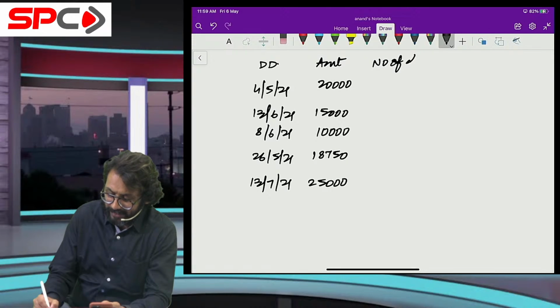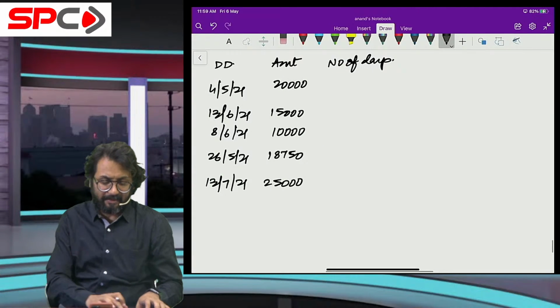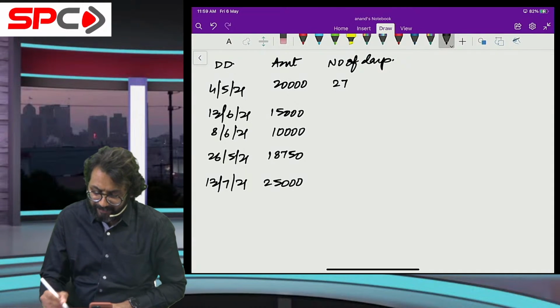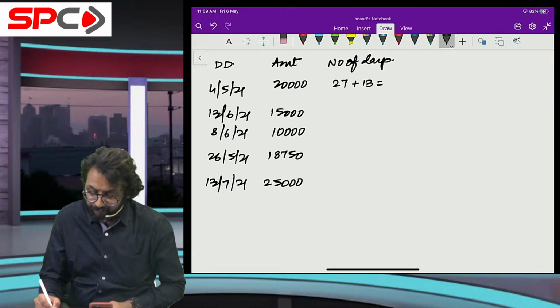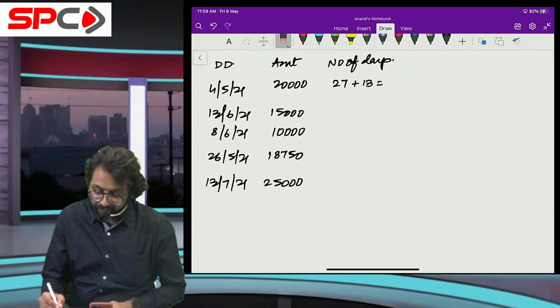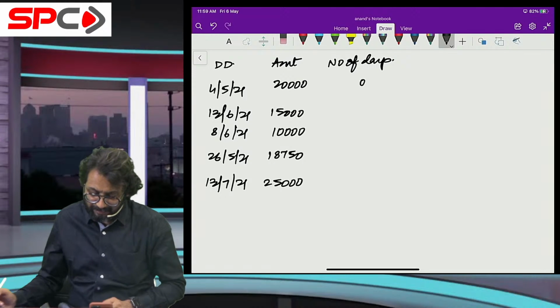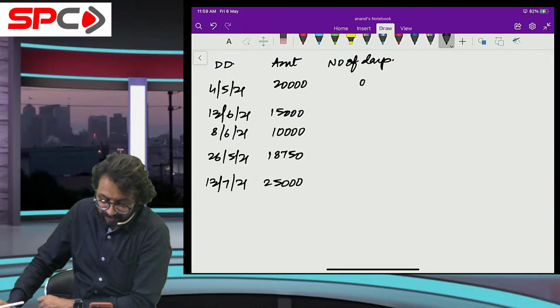Okay. So how do I calculate number of days, boys and girls? Very simple. In the month of May, how many days are there? 31. So 31 minus 4. How many days are left? 27. Now plus 13. I'll say how much? I'm sorry. Number of days from the base date. Base date is what? 4th May.